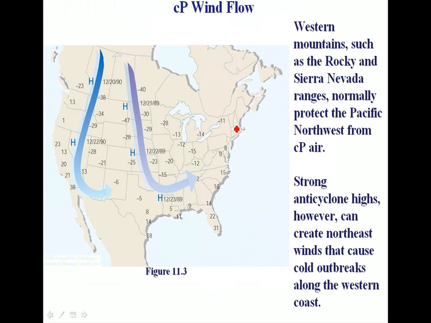Now, let's take a look at continental polar. Continental meaning it originates over a landmass, polar meaning very cold, and you see the air coming down as indicated by these arrows. High pressure. Typically, these air masses are associated with high pressure, and you look back on the 22nd of December, back in 1989, these are actual air temperatures.